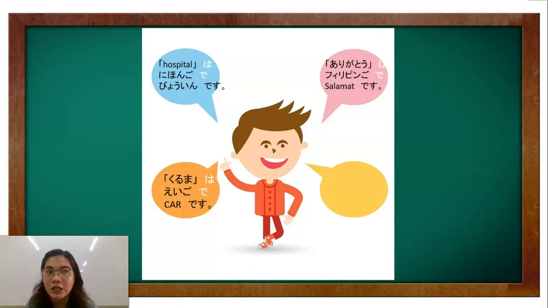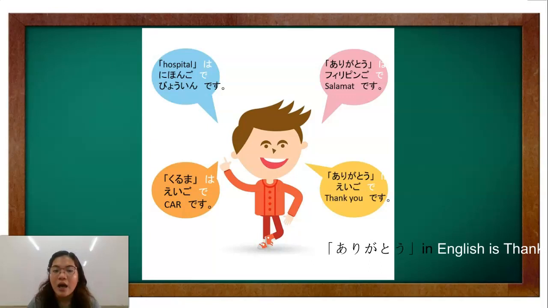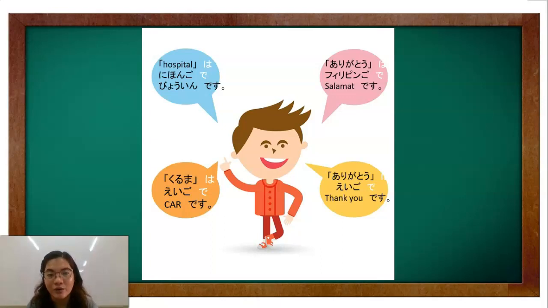Kuruma in English is car. And the last one, arigato wa ego de thank you desu. Okay? Arigato in English is thank you. Okay, so now you can ask how to translate something into a specific language.